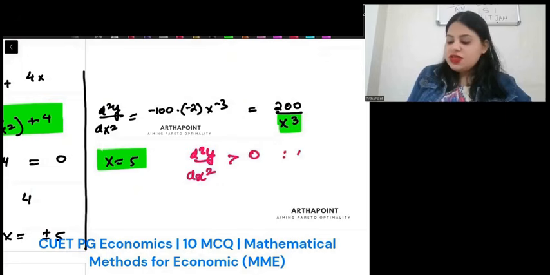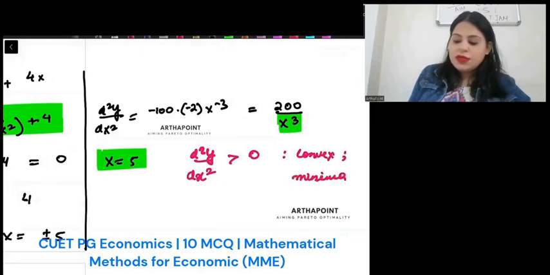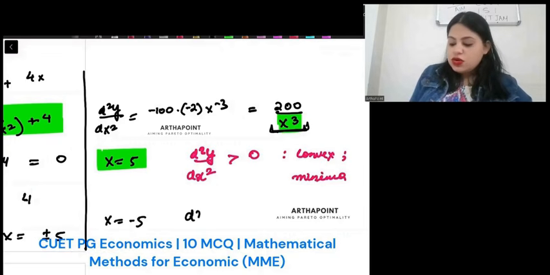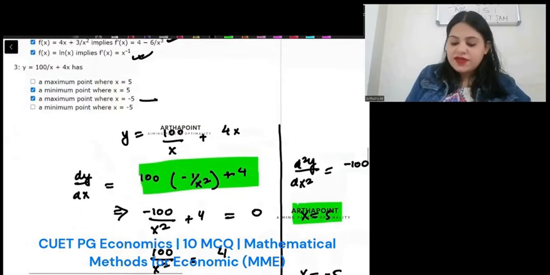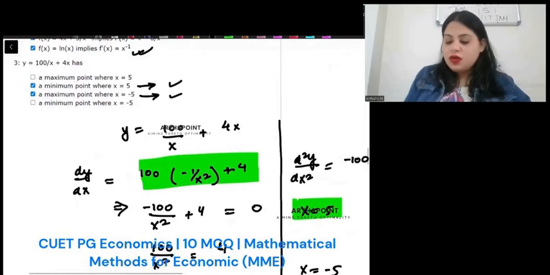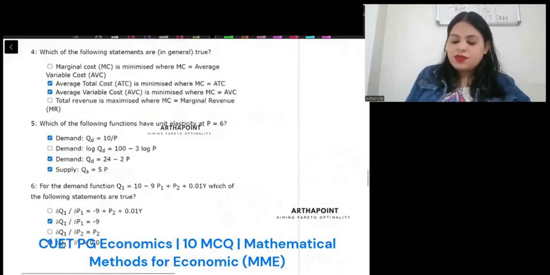Greater than 0 means convex. Greater than 0 means minima. Acha, when x is -5, so x cube will also be negative. So 200 by negative will be negative. So beta it will be concave. Maxima. So maxima is at -5. Minima is at 5. Is this clear? Okay. Come to the next question.